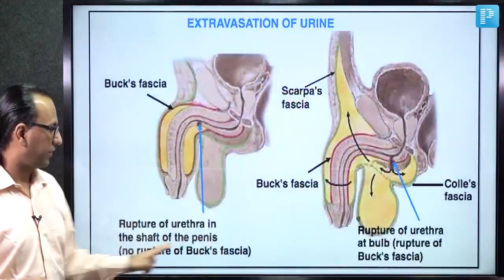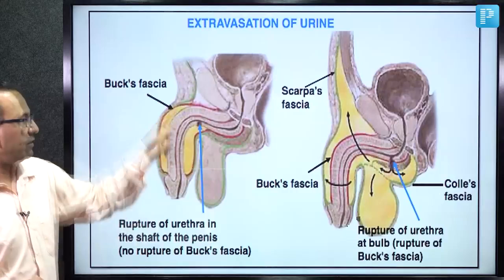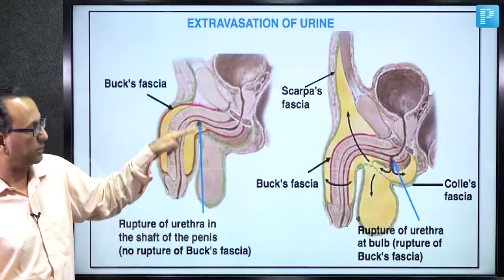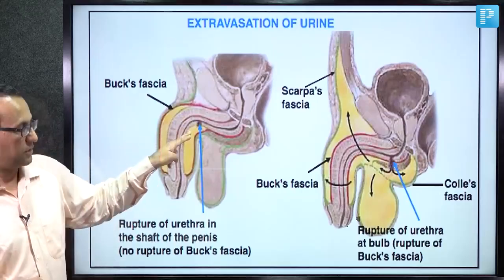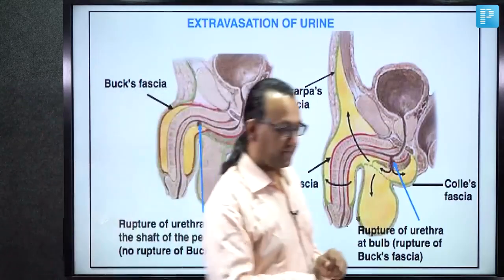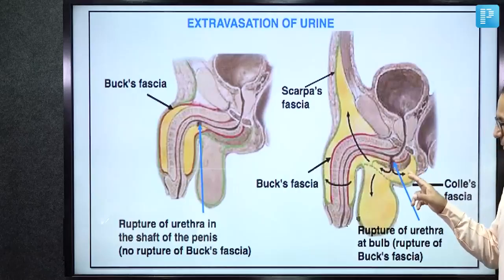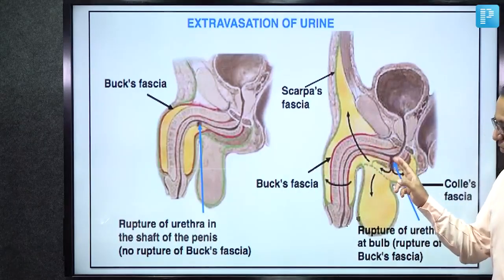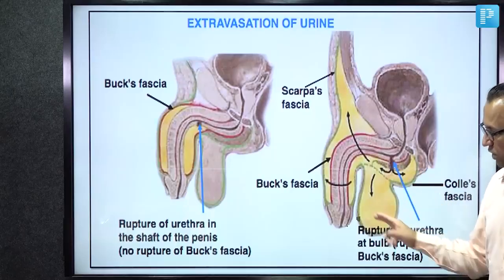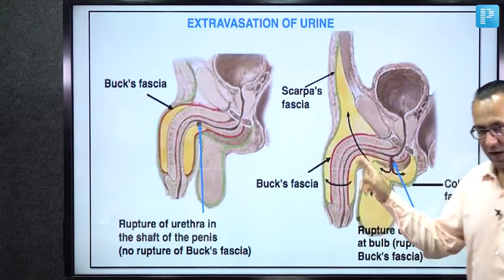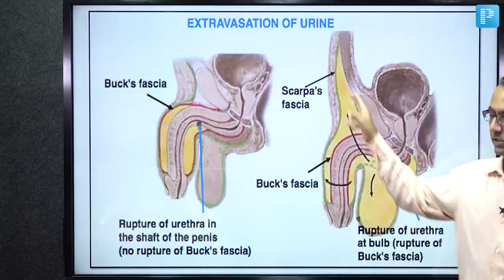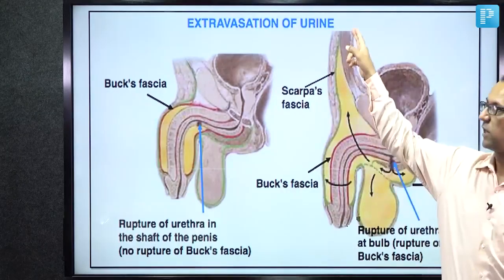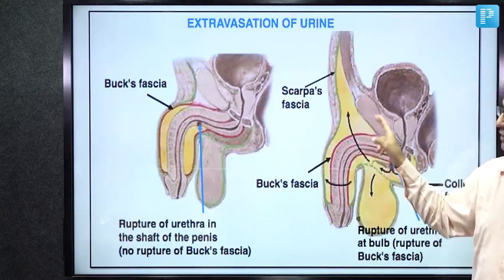Here in the first case, the Buck's fascia is intact. So the urine is confined to the penile shaft only when there is a fracture of the shaft of the penis and rupture of the urethra. But in the other case, as you can see, the Buck's fascia is also ruptured. So this urine extravasated from the urethra will be found in the superficial perineal pouch, into the scrotal layers, into the penile shaft, and also extending into the anterior abdominal wall, deep to Scarpa's fascia, and in front of the external oblique muscle attaching to the pubic bone there.